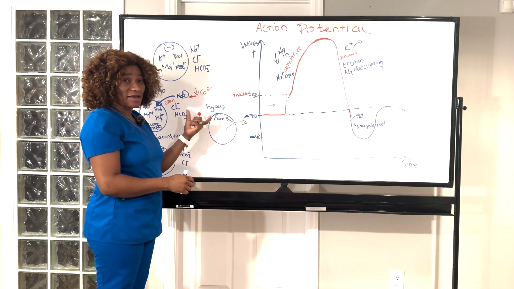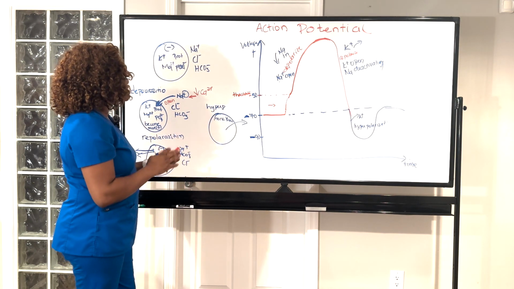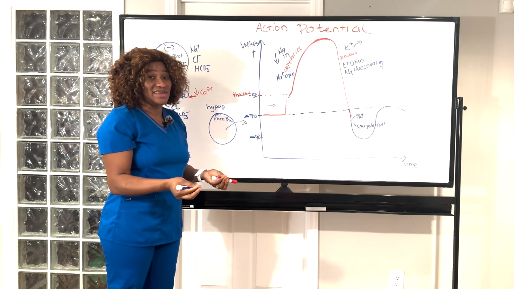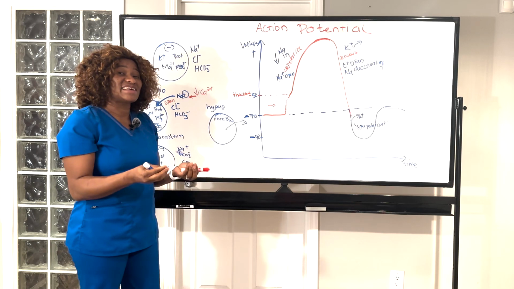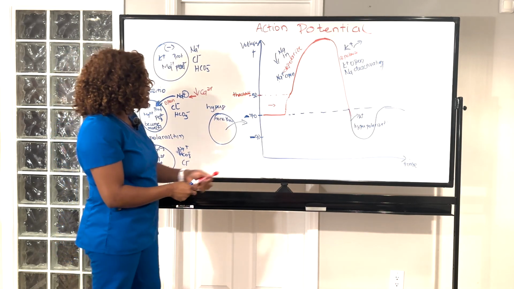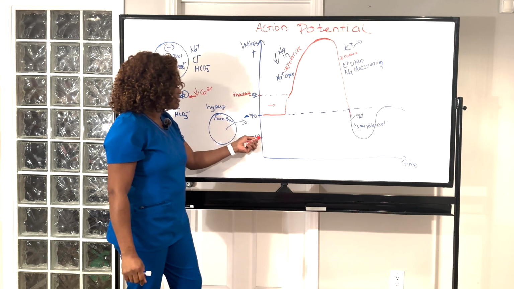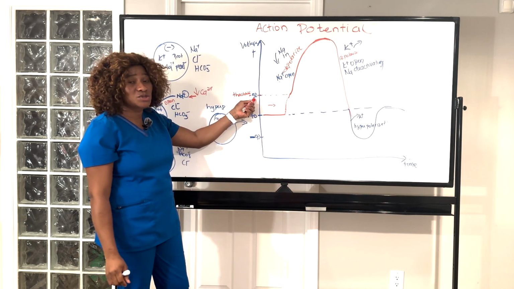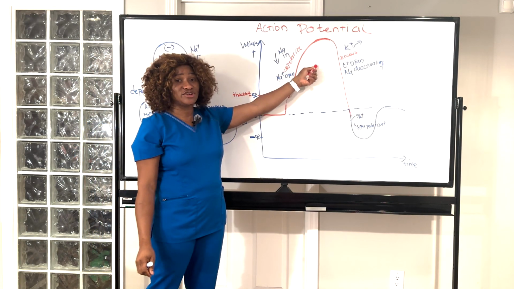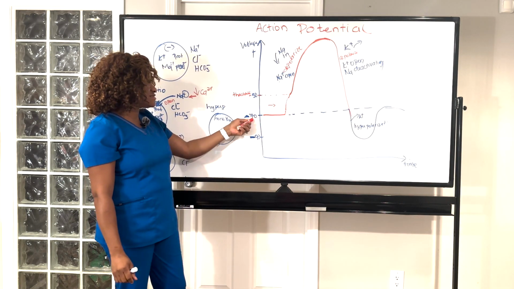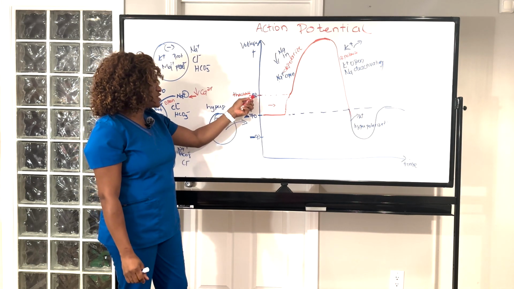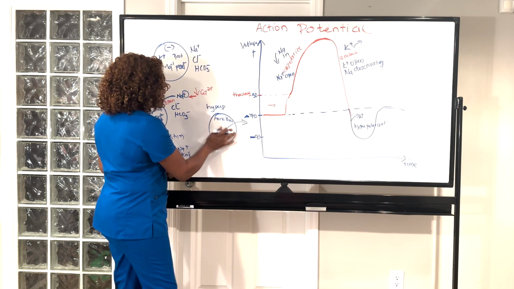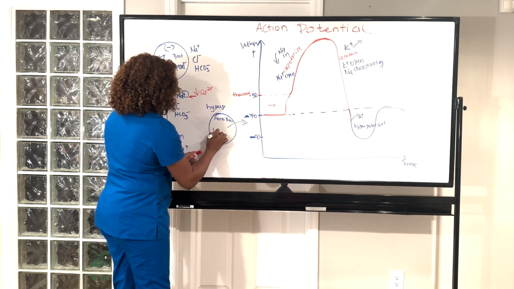So this hyperpolarization is going to make our membrane less able to be stimulated. It's going to decrease the excitability of our membrane, because if our membrane is right here, that means our stimulus has to travel farther to reach the threshold to give us an action potential. But when the membrane is less negative here, the threshold is closer. So during hyperpolarization, the membrane is less excitable.